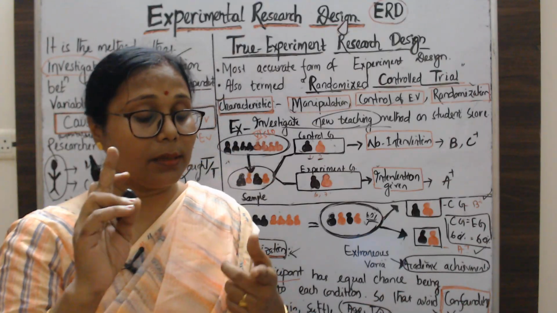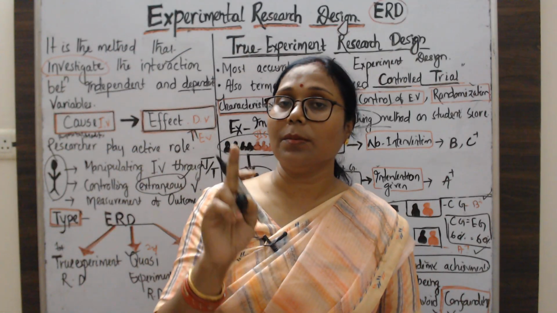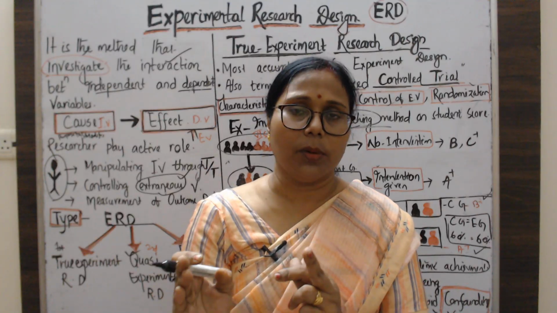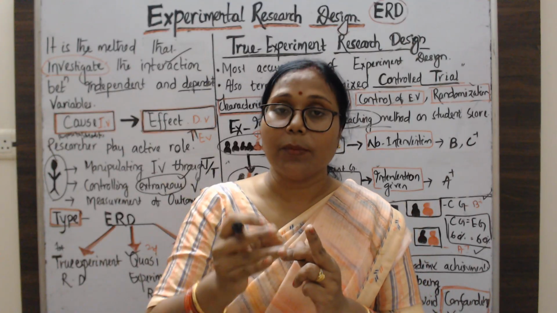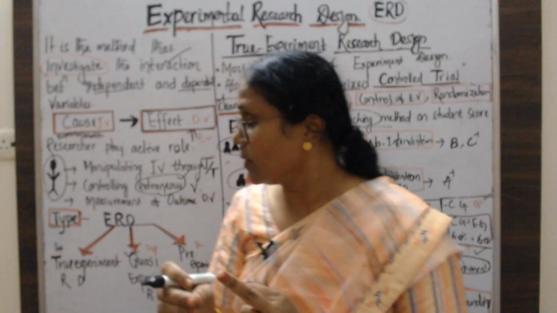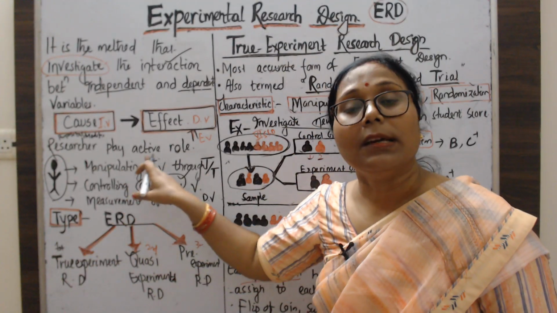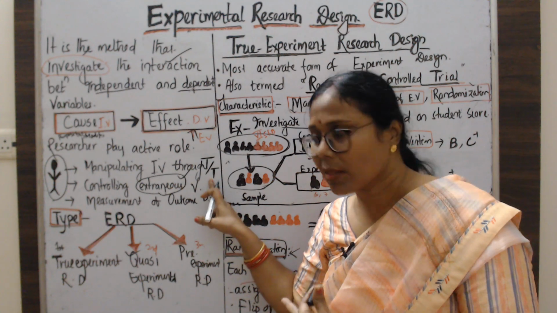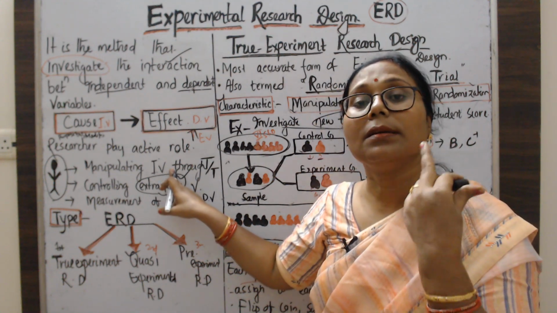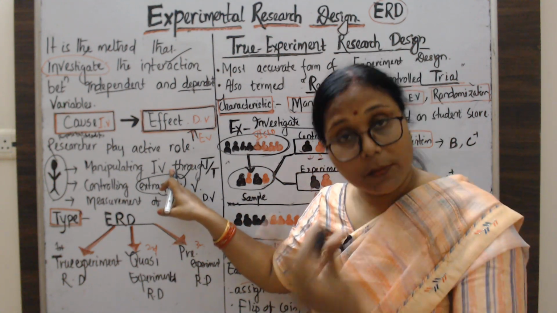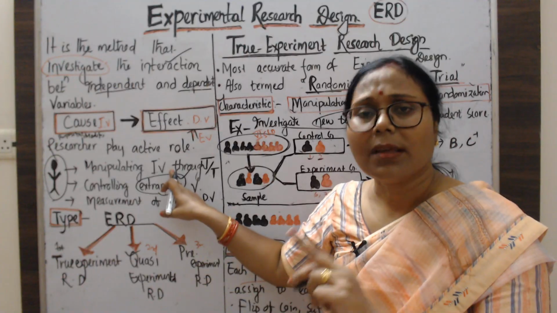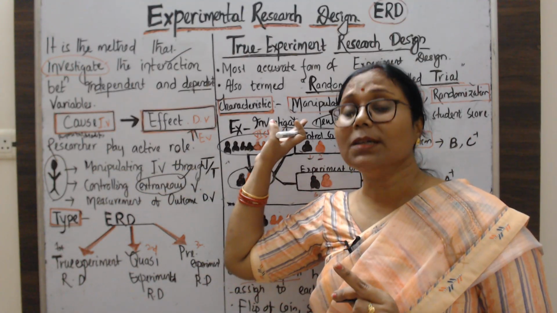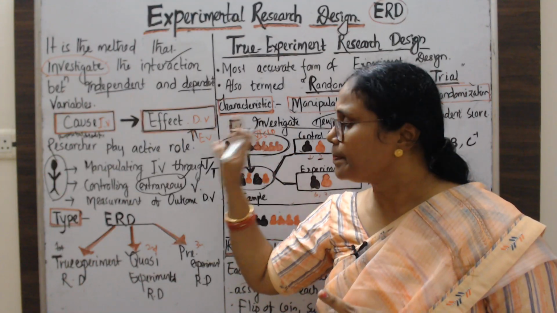So in experimental research, the researcher plays an active role. He has to actively be involved in three tasks. The first one is manipulating the independent variable through treatment or interventions. Manipulate means he will purposefully modify, increase or decrease the independent variable and see what effect is found on the dependent variable.